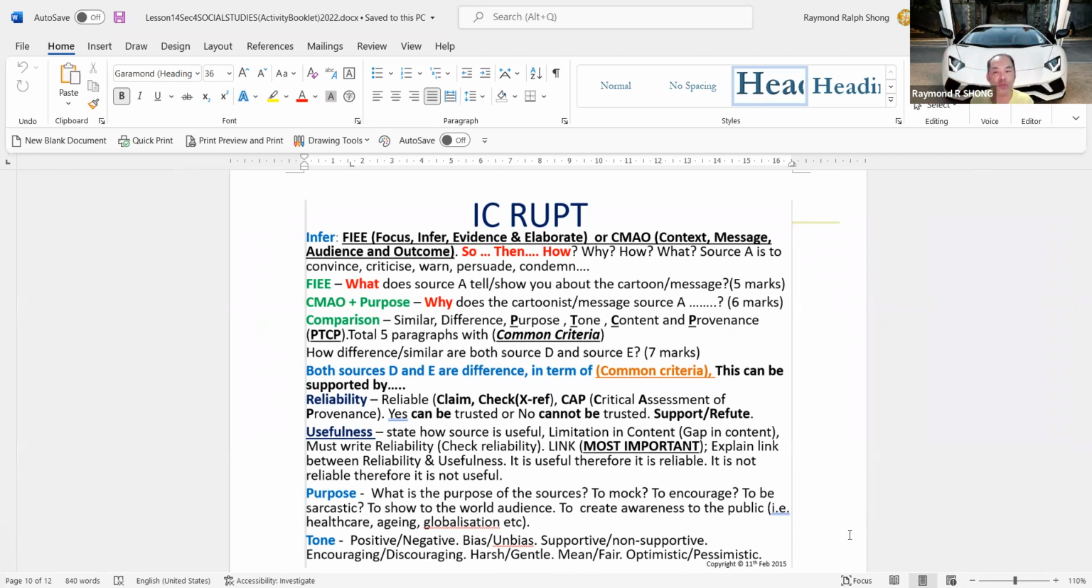Now, let me explain to you. It's a bit small. I really touched on the inference, which is called FIEE for inference. So what does the source say? It's called so then how. Always, Yang Xiang, every basic inference. So what does this source tell me? Then what is this about? How do I know whether I infer correctly using the FIEE? So, okay, this is called FIE. What does the source A tell me, show me? That is called FIE. Take note. This is a formula. Then when there is an inference with purpose and 6 marks, you must use the CMAO.